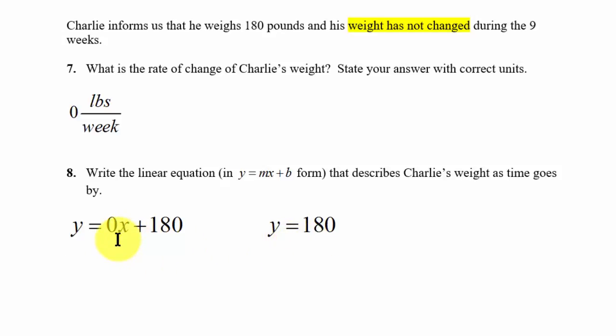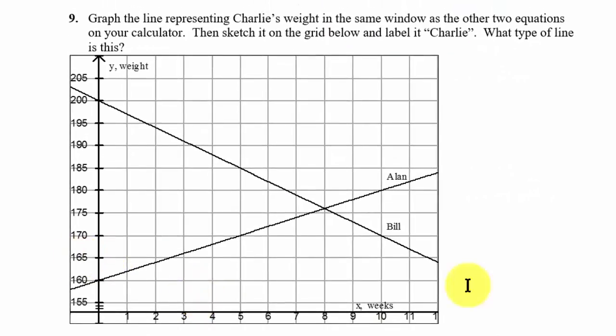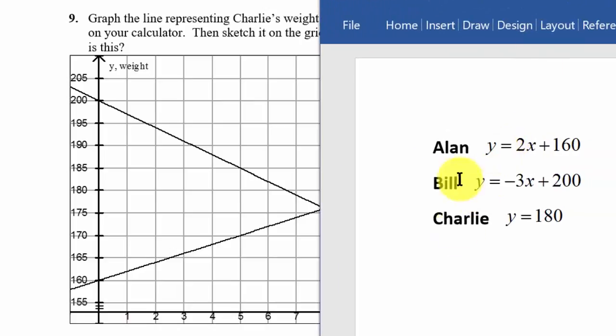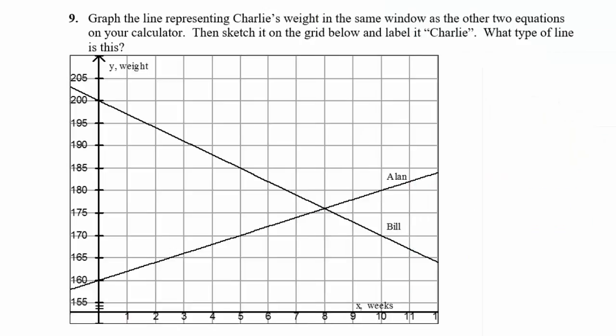Let's take a look at question 9. Okay, so they're going to ask us to graph the line representing Charlie's weight. So again, on the spare piece of paper, let me write down the equation for Charlie. We've already done Alan and Bill in the previous video. Right, so these are the 3 equations, Alan, Bill, and then Charlie is really going to have a straight line at y equals 180. So here's my line that would represent Charlie, this red line.